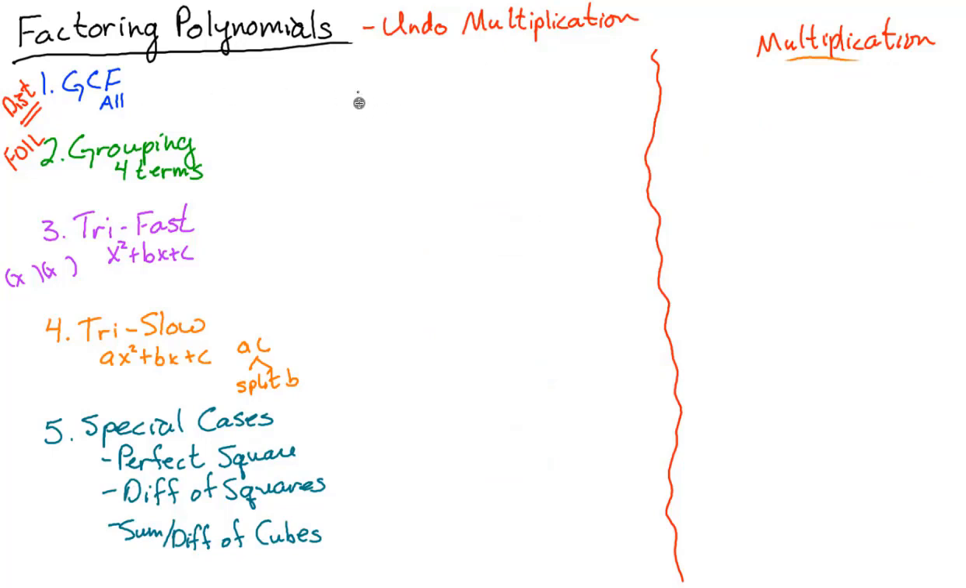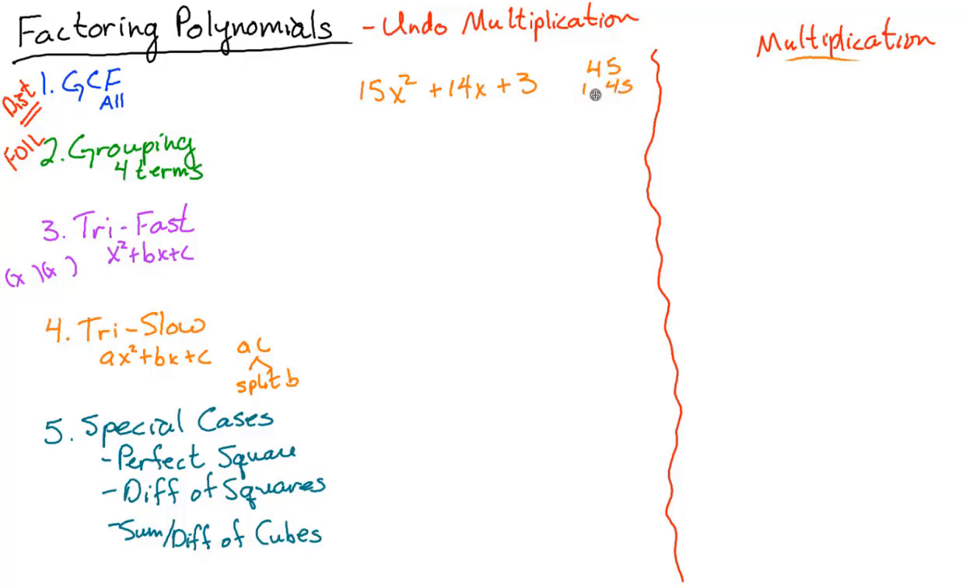Let's try a couple more. 15x squared plus 14x plus 3. What do we get there? All right, so the leading coefficient is not a 1, so we have to take 15 times 3. A times C gives us 45. Now, what multiplies to 45?